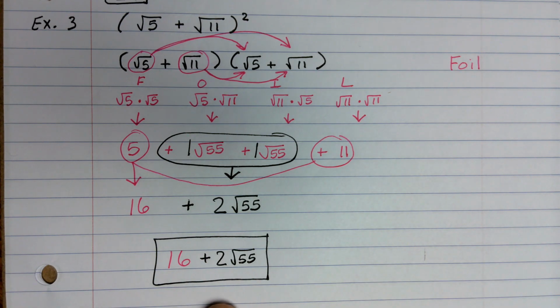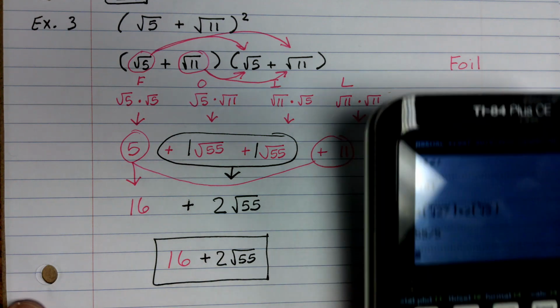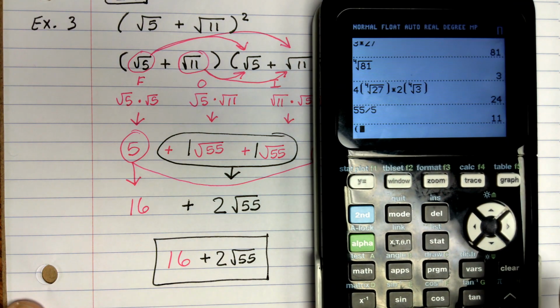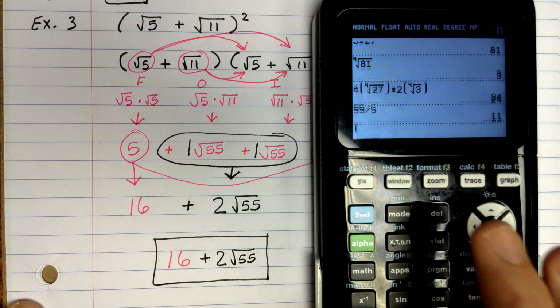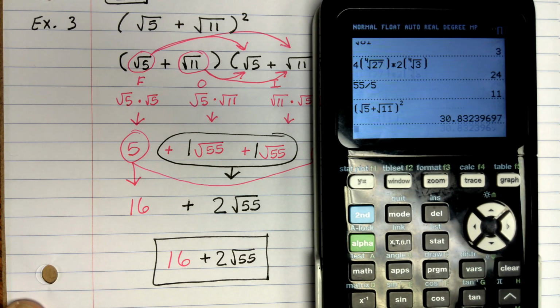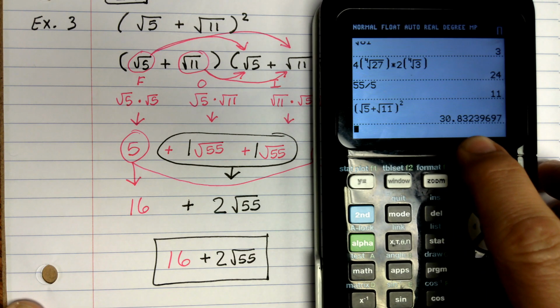Once again, I'm going to put this in the calculator, and we're just going to compare and make sure that I did the work right. So if you wanted to do that, if you wanted to try it, we just get our calculator. I'm going to put a set of parentheses. I'm going to go ahead and put the square root of 5 plus the square root of 11, close parentheses, and square it and hit enter. And it gives me 30.832.